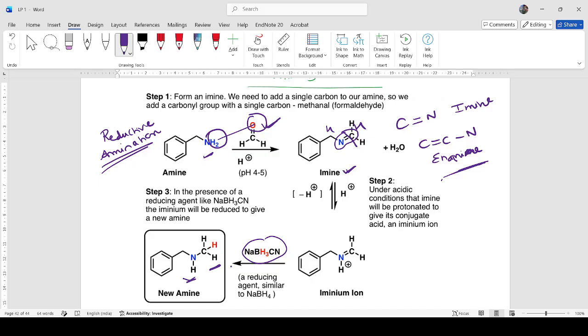So what have you done? If you want to introduce an R group into an amine, use the reductive amination process. How many carbons you need, that kind of aldehyde you use.